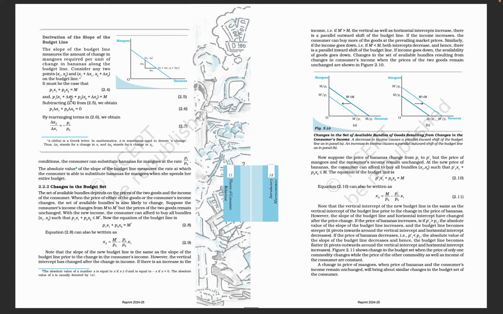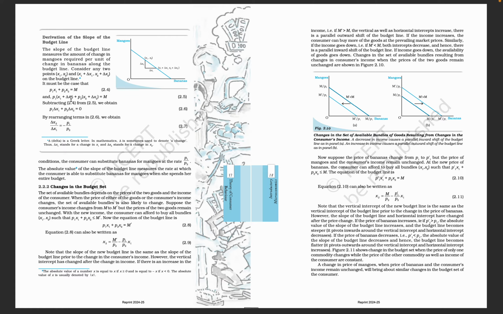Changes in the budget set. The set of available bundles depends on the prices of the two goods and the income of the consumer. When the price of either of the goods or the consumer's income changes, the set of available bundles is also likely to change. Suppose the consumer's income changes from M to M prime, but the prices of the two goods remain unchanged. With the new income, the consumer can afford to buy all bundles X1, X2 such that P1 X1 plus P2 X2 is less than or equal to M prime.